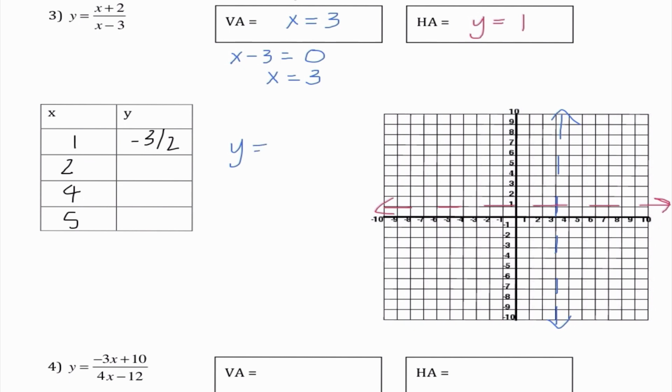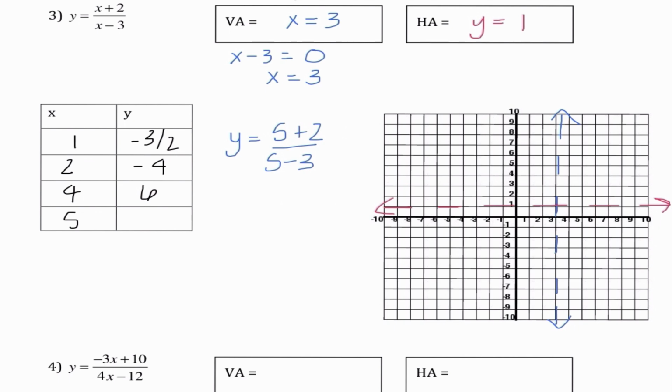Next, we're going to substitute in 2. So I get y equals 2 plus 2 over 2 minus 3. So I get 4 over negative 1, which is negative 4. Okay, so y equals 4 plus 2 over 4 minus 3. So I get 6 over 1, so y is equal to 6.